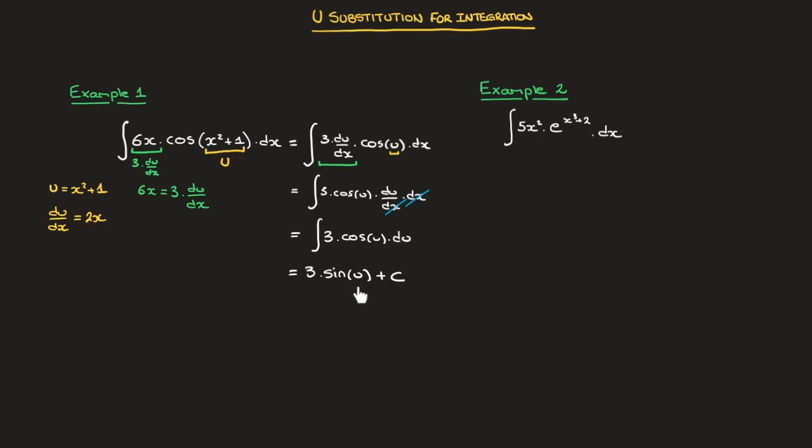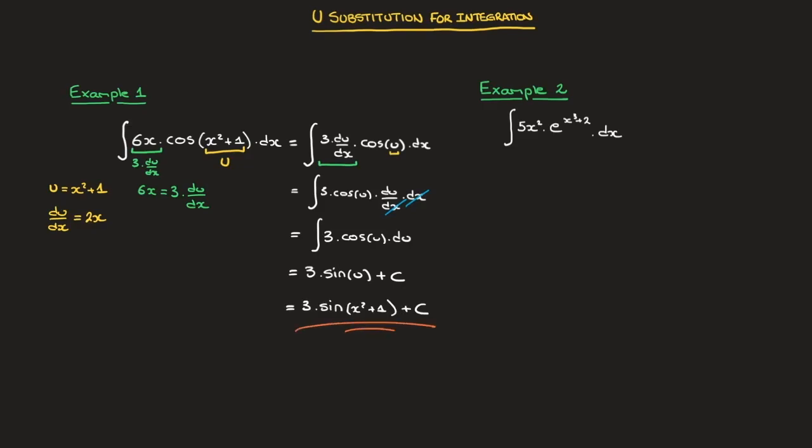Finally, we replace u by x squared plus 1 in order to write the final answer in terms of x. So that would be 3 times sine of x squared plus 1 plus some constant of integration, c. And that's the answer.